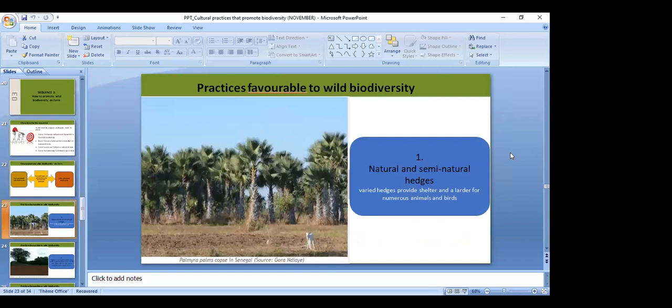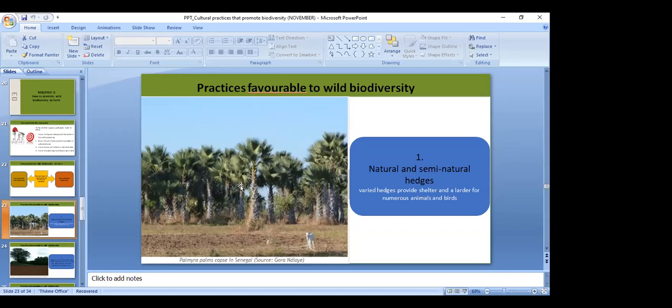Now, the practices favorable to wild biodiversity. Number one is natural and semi-natural edges. We've already discussed what a natural ecosystem is, and we also mentioned what a semi-natural ecosystem is. And we're talking about natural and semi-natural edges here. If you look at the picture on your screen, I believe you can all see where my cursor is moving. These varied edges provide shelter and a ladder for numerous animals and birds.